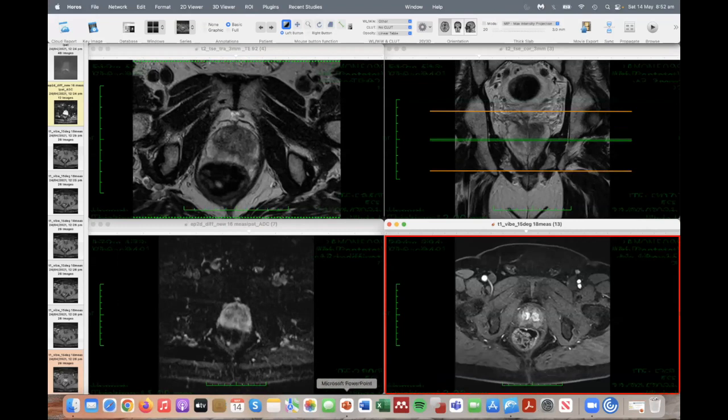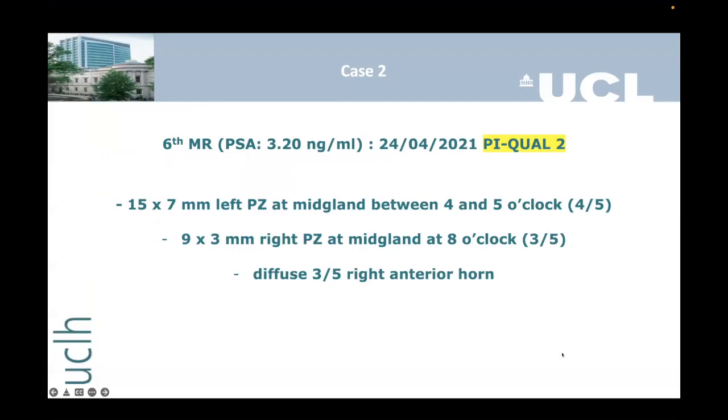So this MR was called as a PI-QUAL 2 because only DCE is of adequate diagnostic quality. And you can see that 2 lesions were scored, so a 4 out of 5 in the left PZ. And also there was a tiny right PZ lesion at midgland at 8 o'clock, scored 3 out of 5, and then diffuse 3 out of 5 changes in the right anterior horn. But again, we have to stress that the quality of the scan was not adequate and the PSA was stable. But as it was a patient on active surveillance, we had to give a PRECISE score.